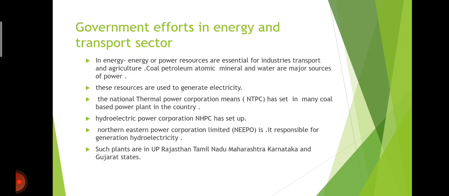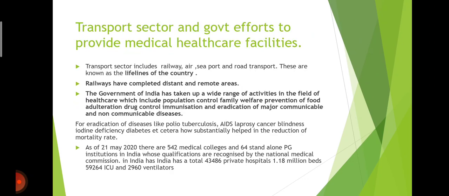The National Hydroelectric Power Corporation, means NHPC, has set up in India. The Northern and Eastern Power Corporation Limited is also set up. It is responsible for the generation of electricity. Such plants are in UP, Rajasthan, Tamil Nadu, Maharashtra, Karnataka and Gujarat also. Now, transport sector and the government effort to provide medical health care facility. Transport sector includes the railway, air, seaport and the road transport. These are known as the lifelines of the country.